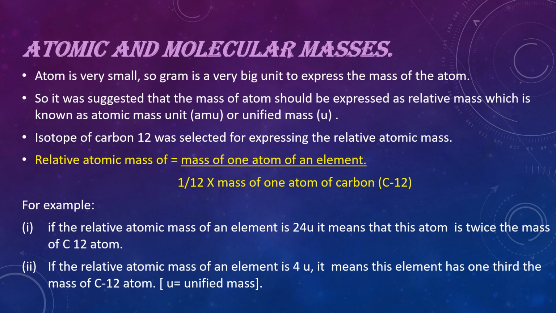For example, if the relative atomic mass of an element is 24 U, it means it is 2 times heavier than the C-12 atom. Similarly, if the relative atomic mass of an element is 4 U, it means that the element has 1/3 the mass of the carbon-12 atom.